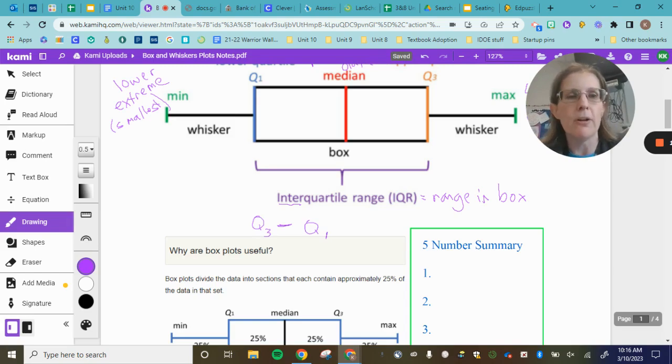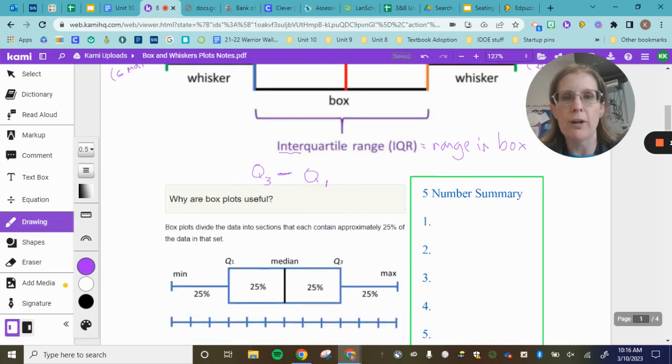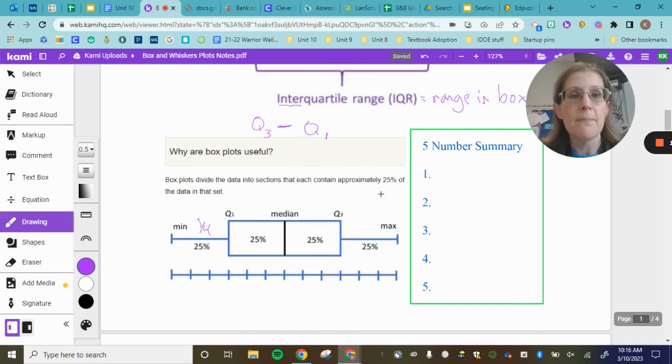Box and whiskers plots are used to show things that are spread out because every part is 25% or 1/4 because it's a quartile. So if it's really squished together, that means there's little variability. If it's really spread out, that means there's a lot of variability. Now we're going to look at the 5-number summary.